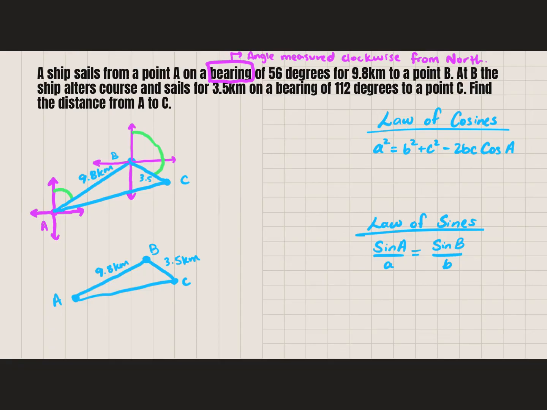So I'm going to go back to the picture that I have. I'm going to go ahead and add in the bearings of 56 and 112 to hopefully help me get one of the angles in here. Now, you might have to think back to when you did some geometry, okay?